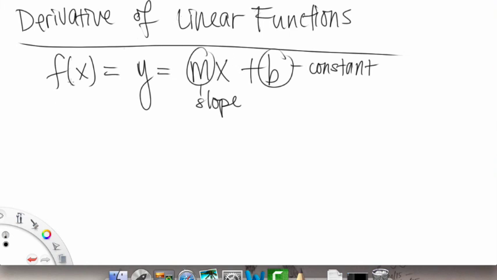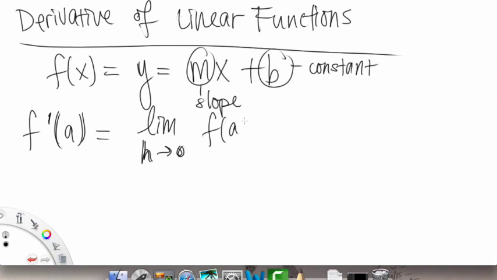Anyways, what we're going to say is f prime of a. We're going to start with the definition of the derivative that we know. I'll use the second one, the h one, because that's the most commonly used one. So limit as h goes to 0 of f of a plus h minus f of a over h. So this is the definition of the derivative, and now let's apply it to the general form of the linear function.